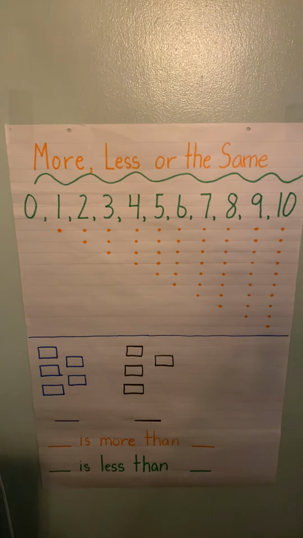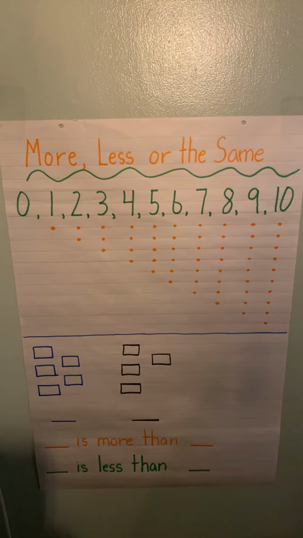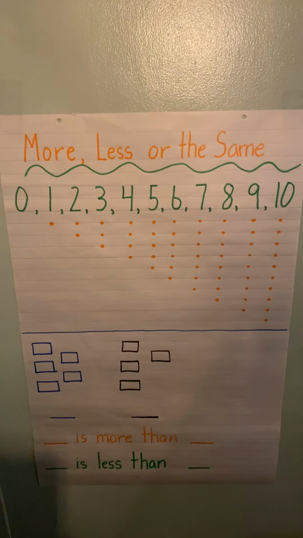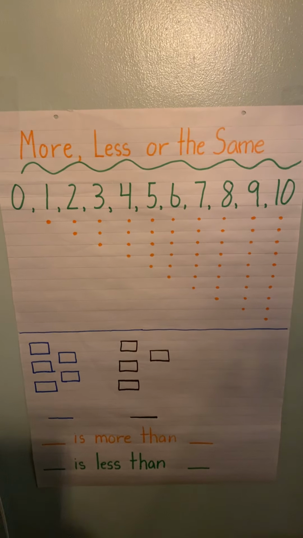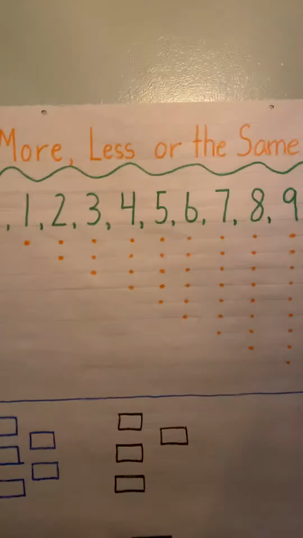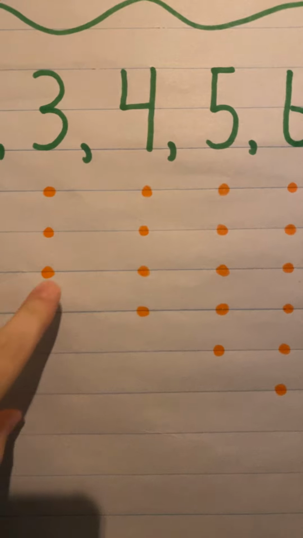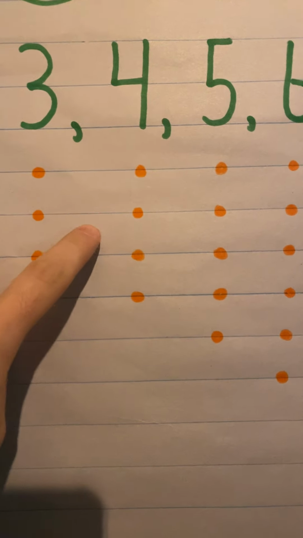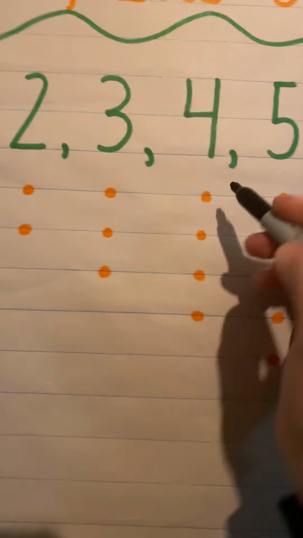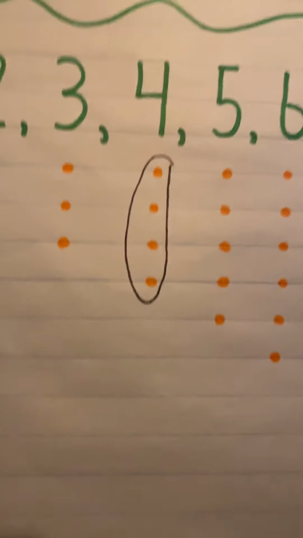It says more, less, or the same. So everyone can see that we have our numbers from 0 to 10. Under each number, I have used dots to show that number's quantity. Let's give it a try together. For example, number 4. How many dots are under the number 4? 1, 2, 3, 4. Exactly. Now, these dots here represent the quantity of 4.